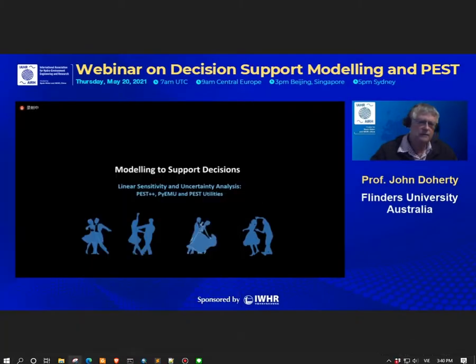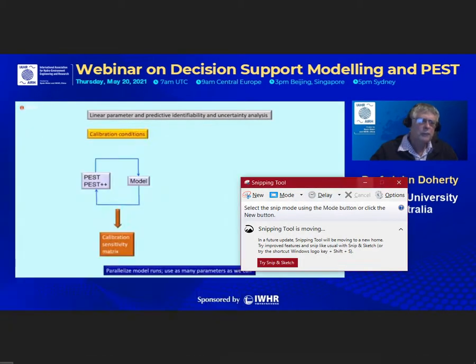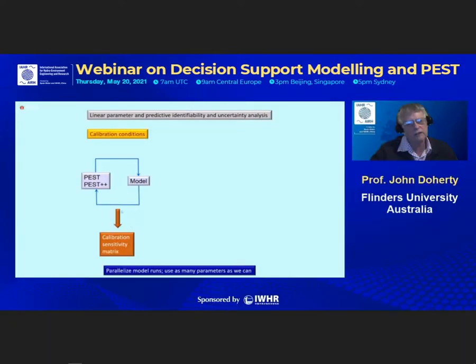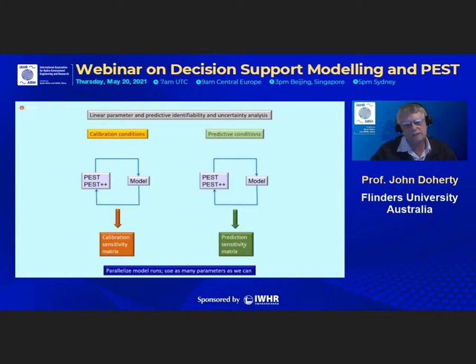Uncertainty analysis. So the way that works is that we have our model and we run it under historical conditions, and we calculate a sensitivity matrix. We run it into the future. We calculate a sensitivity matrix. So this is sensitivity analysis in a way, but much more informative than traditional sensitivity analysis. A lot of people want to do sensitivity analysis, but often they want to do it for the wrong reasons. In the old days, we had to do sensitivity analysis.